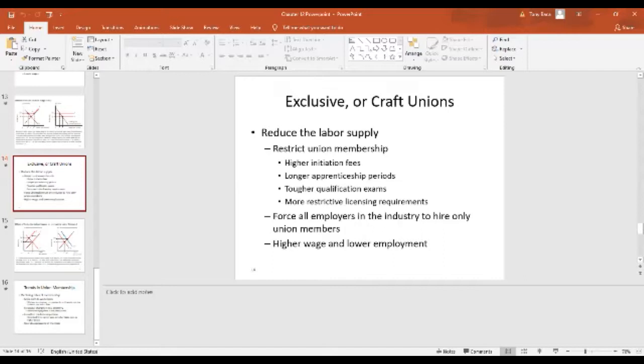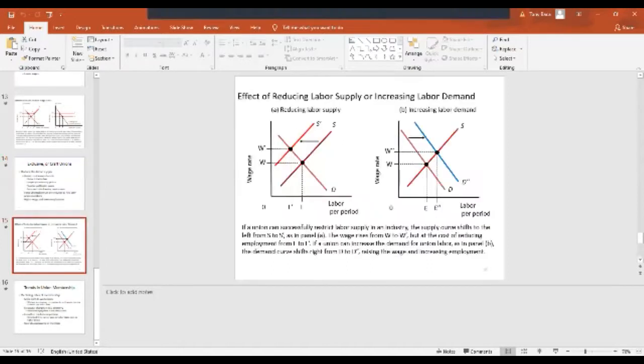You keep the supply low, you keep the equilibrium price high. If you can force employers in the industry to hire only union carpenters, you can achieve this. It's kind of hard to do though, right? We still end up with the same effect that we did with the industrial unions, in that workers inside of the union get a higher wage, and that higher wage leads to lower employment. We just can't afford them, right?